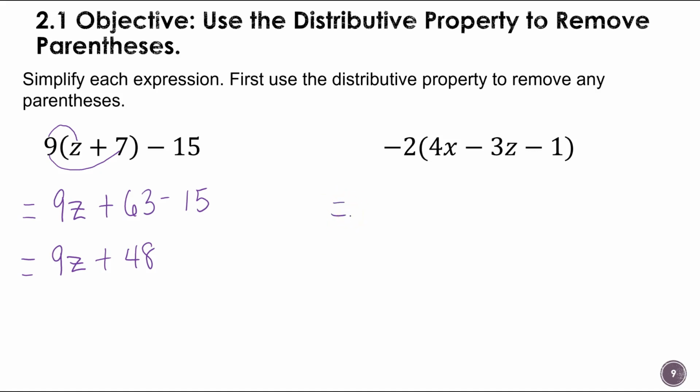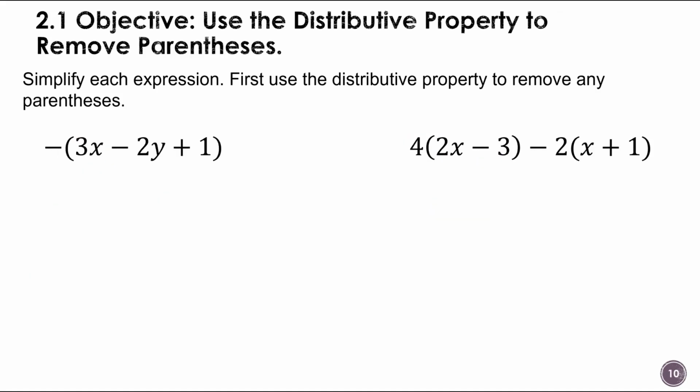All right, on this next one, we're going to take negative 2. We're going to multiply it times each term. So negative 2 times 4x would be negative 8x. Negative 2 times negative 3z would be plus 6z because we have two negatives. Negative 2 times negative 1 is positive 2. And we don't have any like terms, and so that question's complete.